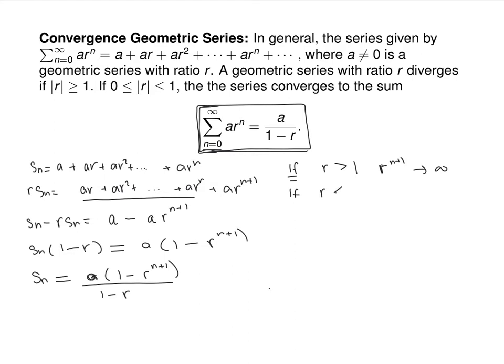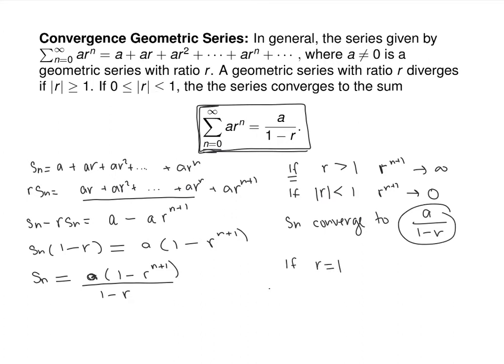If the absolute value of your r is less than 1, then r to the n plus 1 is going to go to 0. And then Sn will converge to a over 1 minus r.